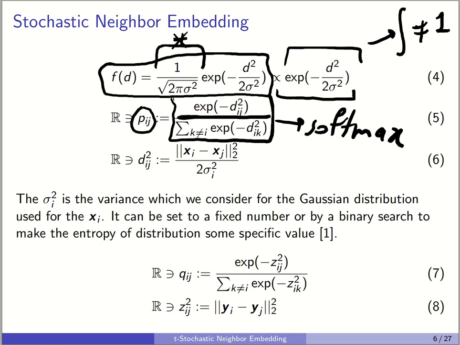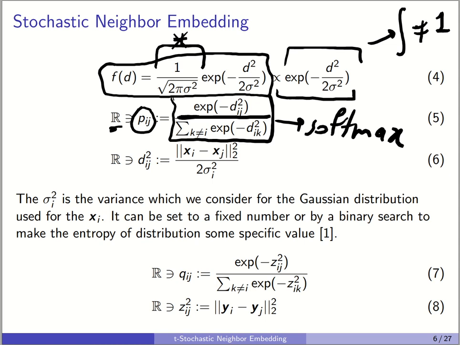So the probability that xi takes xj as its neighbor, it's a scalar also. This probability is a scalar. The probability that xi takes xj as its neighbor is equal to this Gaussian distribution, this softmax form.